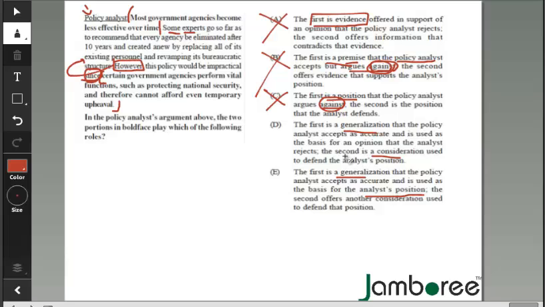No, it's not, right? The second offers another consideration, so this also sounds dicey, right? The second is a consideration used to defend the analyst's position. What is the analyst's position? That this policy would be impractical. So this is your closest answer. E is not the right answer. Okay.